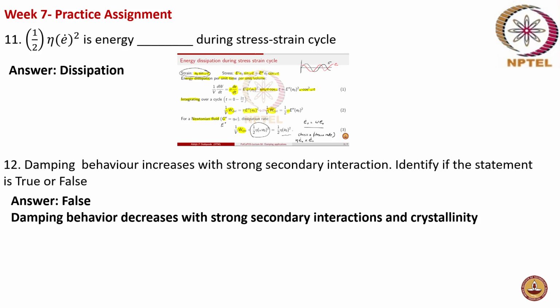So the material cannot dissipate energy so easily. Similarly in crystallinity also: in crystalline phases you have more energy storage. That is why in crystals, in the case of metals where crystallinity levels are higher, there is more elastic-dominant behavior. So the material cannot dissipate energy that easily, which means the damping behavior is lower in these cases. So it decreases with strong secondary interactions and crystallinity in the material.